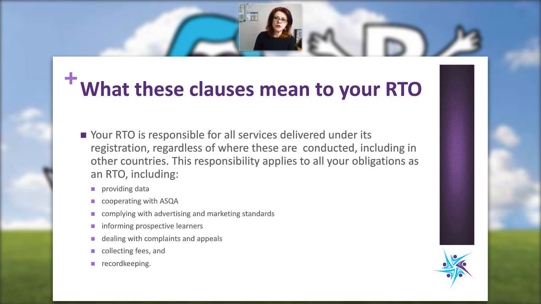You need to have it clear in your written agreements and in your policies and procedures that all third parties are required to cooperate with ASQA as well. Complying with advertising and marketing standards. So what are your policies and procedures on your marketing and advertising? And as I stated, that was standard 4.1, 5.1 and 5.2, all that information that you're providing to the students prior to course commencement and through those third parties.